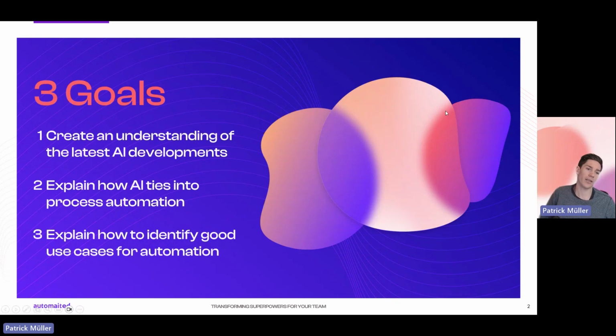First goal is that we want to create an understanding of the latest AI developments and what this means, and also then explain how AI ties into process automation. And this is going to be an important lever going forward to basically help your company work with AI in the process automation space. And to really get started, we want to give you some hints and tips and explain how you can identify good use cases for automation in your company, and then start looking for the right tool to do so.